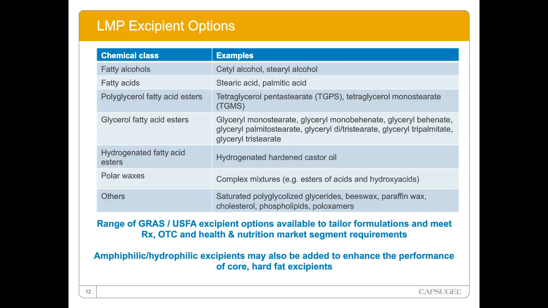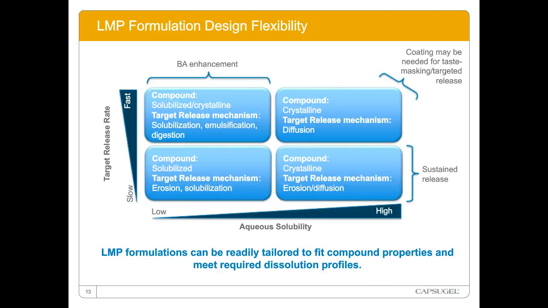The graphic in this slide describes the fundamental LMP formulation properties considering two key inputs, the target drug release rate and the aqueous solubility of the compound. When taking this approach, the fundamental properties of the formulation include the physical form of the compound and the target mechanism of release. For example, when aqueous solubility is high and a fast rate of drug release is desired, as in the upper right corner, the preferred physical form of the compound will be the crystalline form. There's little advantage of solubilizing the compound when a fast rate of release can be achieved via simple diffusion.